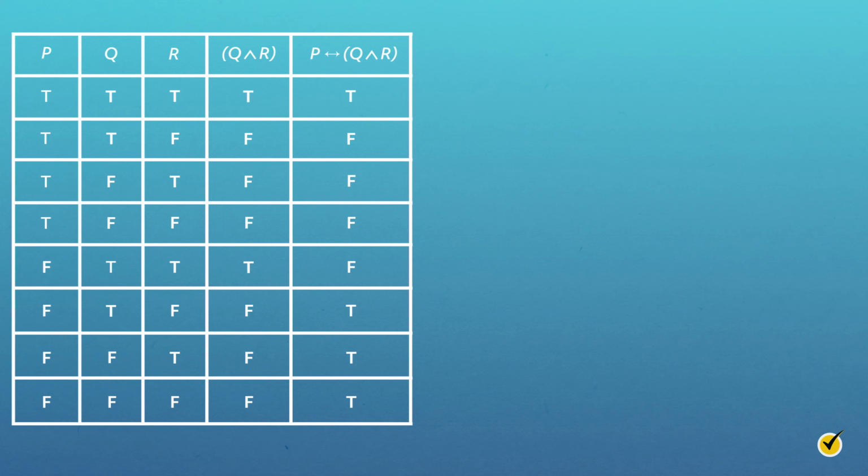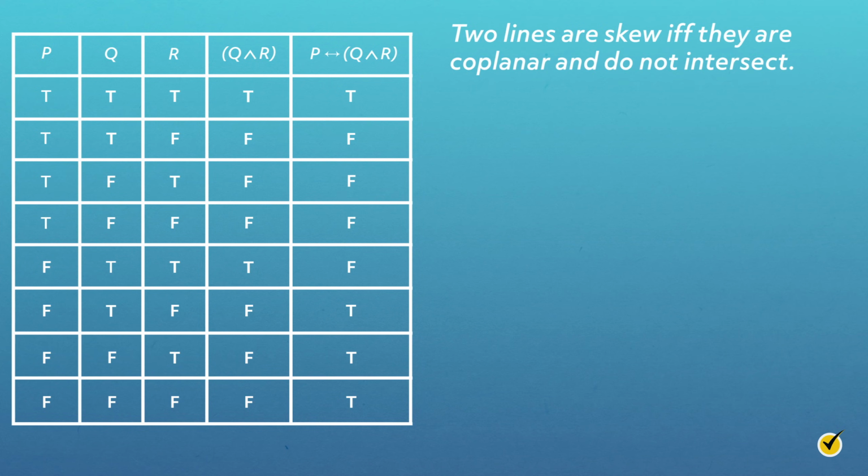Using the truth table, we can pinpoint whether the statement 2 lines are skew if and only if they are coplanar and do not intersect. Skew lines, of course, do not intersect, but are not coplanar. Clearly a false statement shown by the truth table. Since we are considering skew lines, we will assume P is true. Skew lines are not coplanar, so Q is false. And skew lines do not intersect, so R is true. This gives us row 3, which shows that Q and R is false, because Q is false, which means that P if and only if Q and R is also false, because Q and R is false, even though P is true.